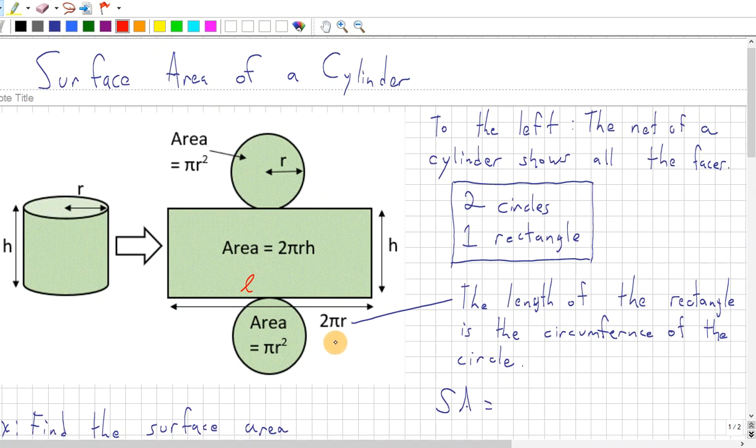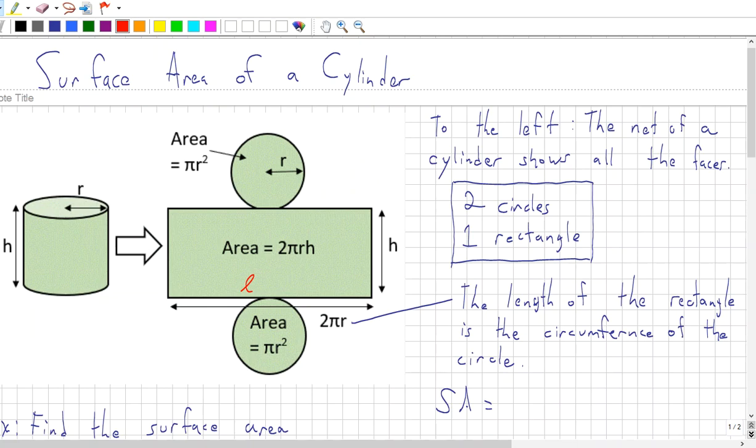And the circumference of a circle is 2 times pi times the radius. 2 times pi times the radius is the circumference. And the circumference of the circle is the distance all the way around the outside. And if I cut that cylinder up and I spread that middle part open, then that will create this rectangular shape. So to the left, the net of a cylinder shows all the faces. So I have two circles and one rectangle. We just spoke about this, that the length of the rectangle is the circumference of the circle.